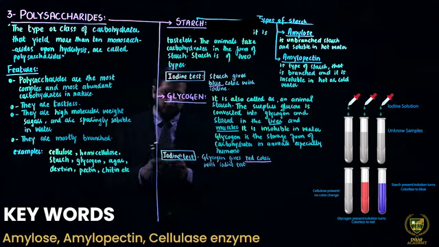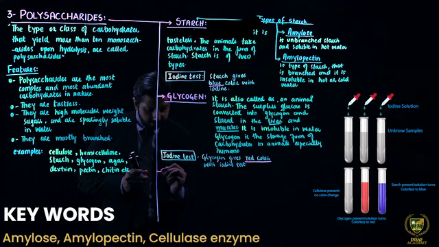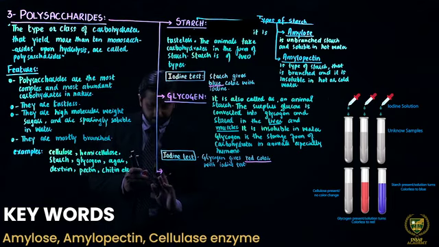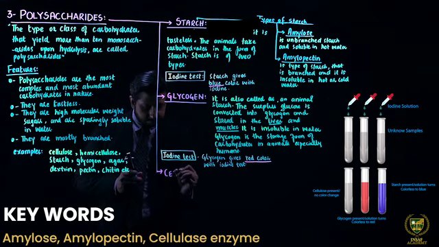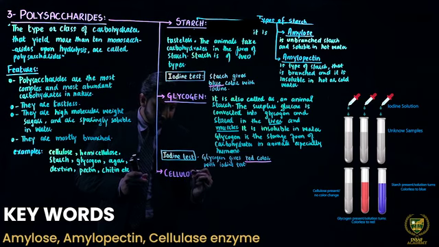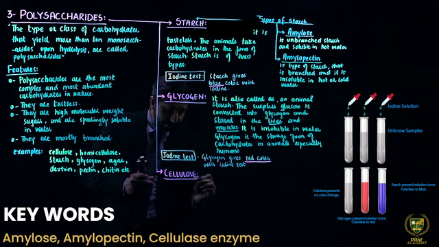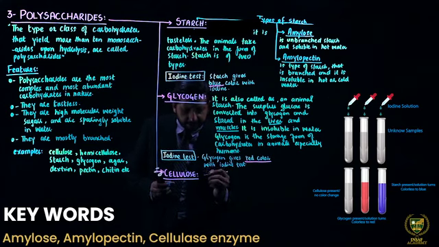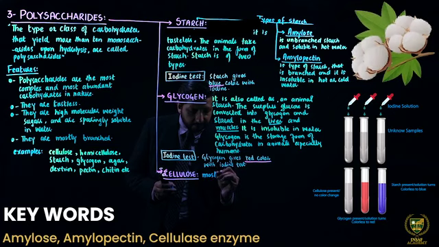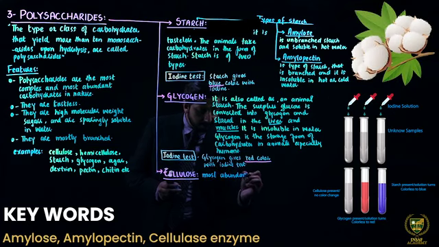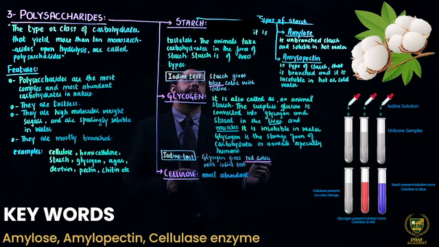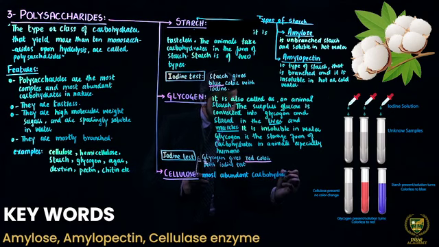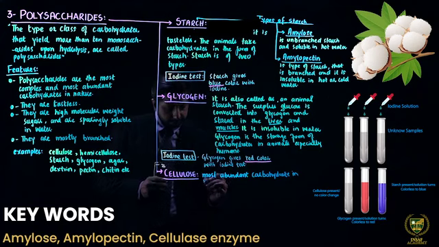Now the third one, the third polysaccharide which has been discussed in our book, which has been discussed in our syllabus, is the cellulose. It is cellulose. Clear? So cellulose, dear students, it is the most abundant carbohydrate in nature.